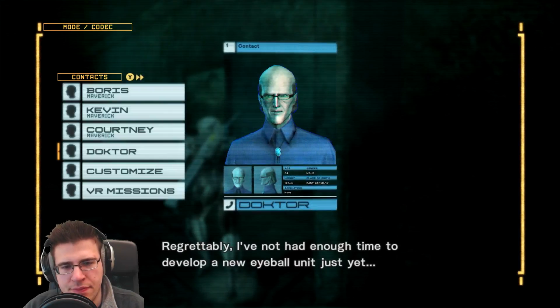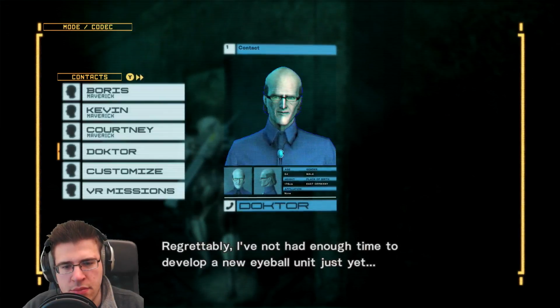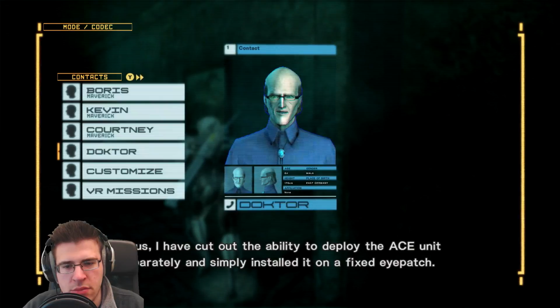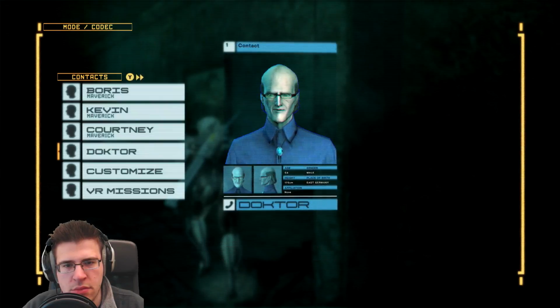Regrettably, I have not had enough time to develop a new eyeball unit just yet. Thus, I have cut out the ability to deploy the ACE unit separately and simply installed it on a fixed eye patch. Works for me.